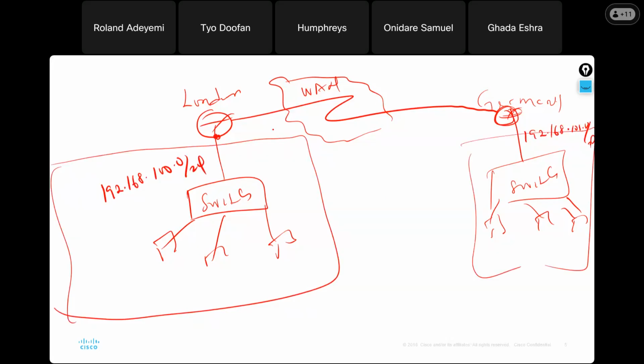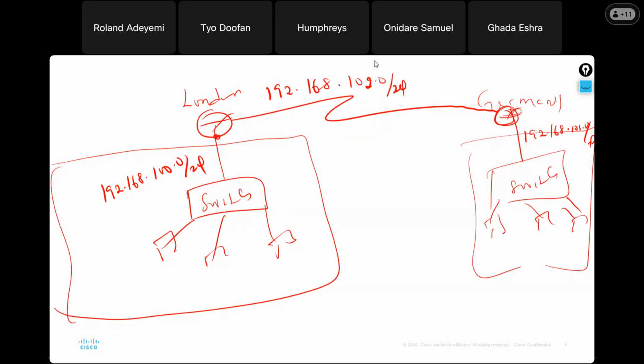In between two routers is a network. Don't ever forget that. In between two routers is a network. So what does that imply? It means I need a network address also for this link. So I can say this is 192.168.102.0/24.